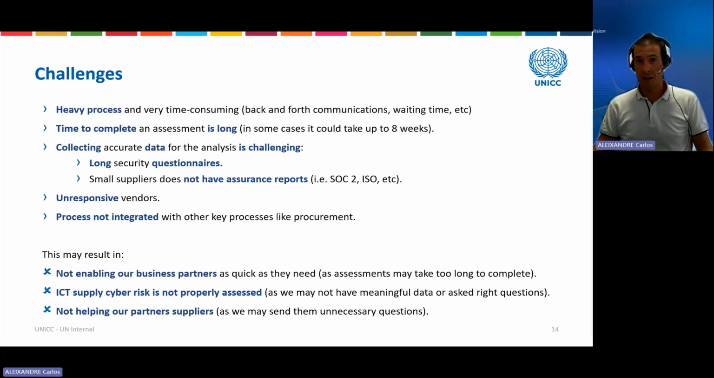Also, the time to complete the assessment is very, very long. You know that sometimes it could take up to 8 weeks. This is one of the biggest challenges that we have as well, right? The time to complete. Then the next one, collecting accurate data for the analysis is challenging sometimes because we share very long questionnaires with our suppliers and they take time to complete it, and sometimes the information is not very meaningful. Or other times, maybe small suppliers, they don't have assurance reports in terms of SOC 2 or ISO penetration test, so it's really difficult to get accurate information, right?